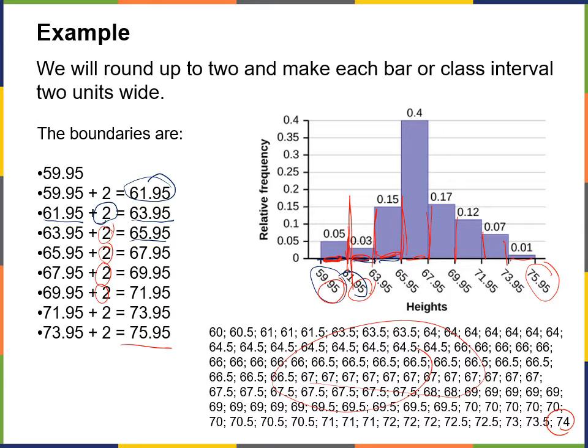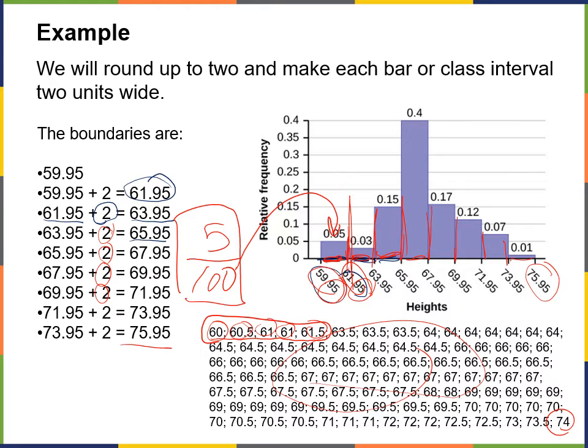And so what we can then do is convert these into relative frequencies. There's 100 data values, 59.95, 61.95. How many are in there? Well, here's all the data values that go up to 61.95, right? How many are there? There's 1, 2, 3, 4, 5. So 5 out of 100, that's our relative frequency for this first class. And that's why you get 0.05 as the relative frequency there. And then you go to the next one, 61.95 to 63.95.